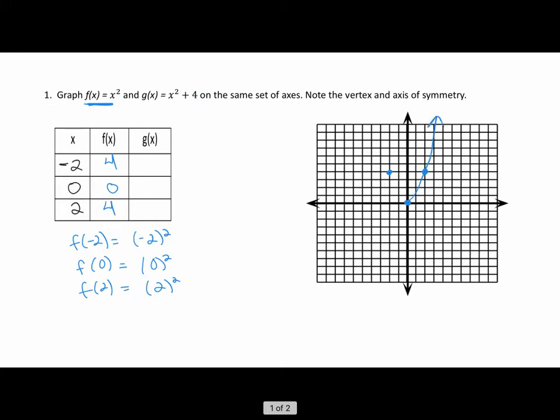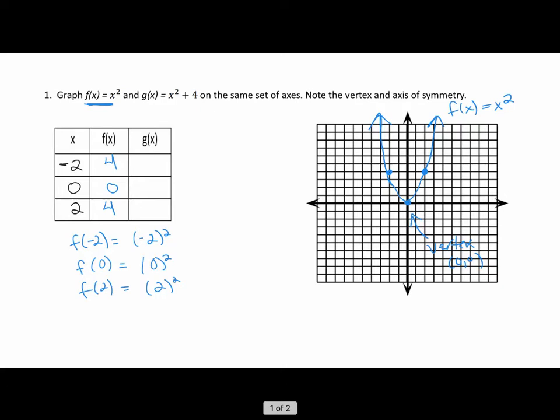And connect those together. Don't forget your arrows on the ends. So this is f of x equals x squared. So that point right there is the vertex at 0, 0. That's the basic x squared graph. Vertex is at 0, 0.